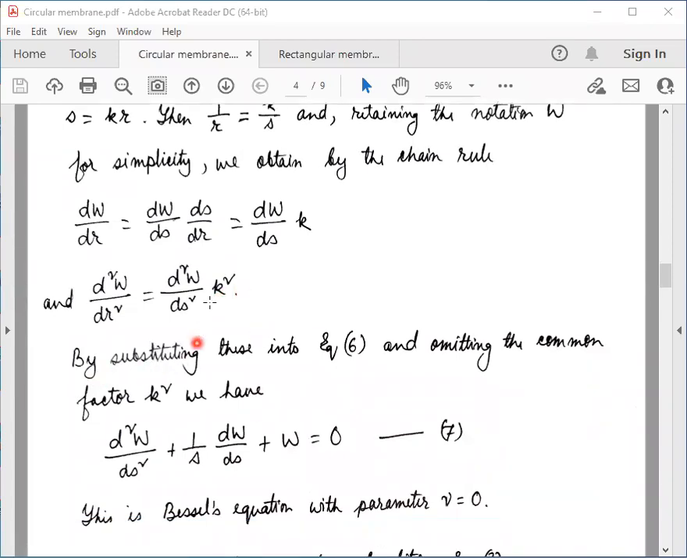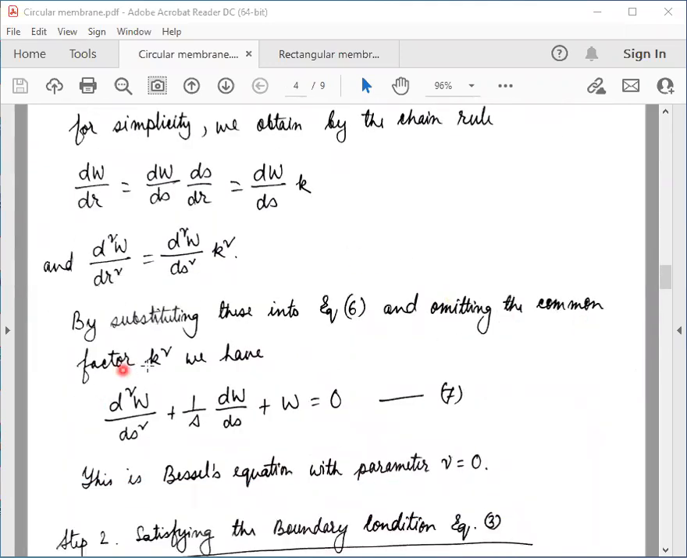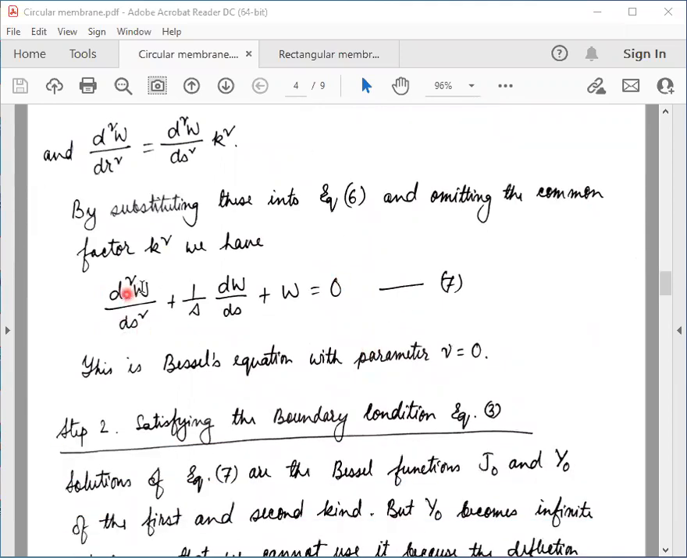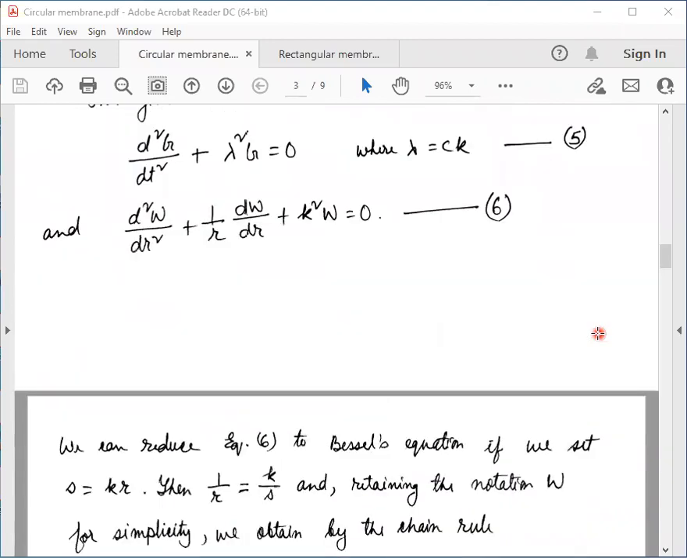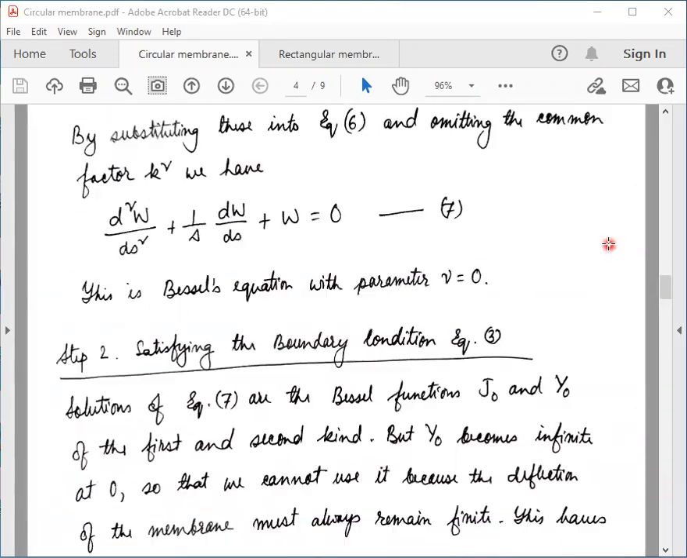So by substituting these two values in equation number 6, and omitting the common factor k square, we have d²w/ds² plus (1/s) dw/ds plus w equal to 0. This is Bessel's equation with parameter mu equal to 0. So we have obtained one equation for g, which is given by equation number 5, and another equation for w, which is given by equation number 7.